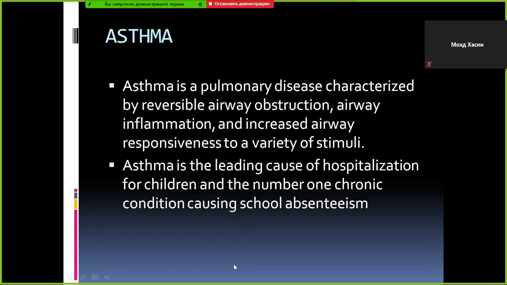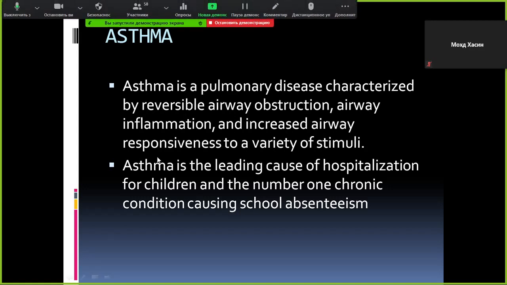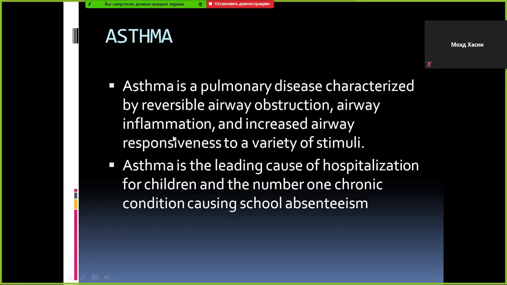and increased airway responsiveness to a variety of stimuli. So you must remember three main characteristics of bronchial asthma. Asthma is reversible airway obstruction, it is an inflammatory disease, and it is characterized by increased airway responsiveness to different stimuli.